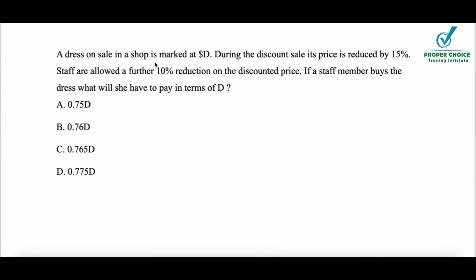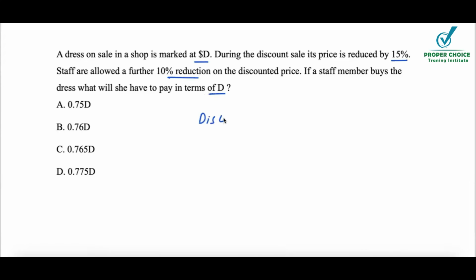A dress on sale in a shop is marked at $D. During the discount sale, its price is reduced by 15%. Staff are allowed a further 10% reduction on the discounted price. If a staff member buys a dress, what will she have to pay in terms of D? So first calculate the amount she is supposed to pay with a 15% discount.